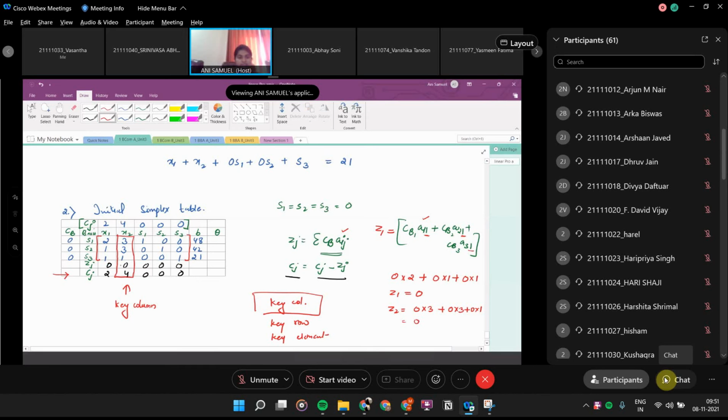Now, in order to find key row, this ratio, this theta that I have marked, I have to calculate the ratio. How do we calculate the ratio? Using your key column. Let me see how. So you will be dividing your B by your elements from the key column. So 48 by 3, 42 by 3, and 21 by 1. Understood? So 48 by 3 is 16, 42 by 3 is 14, and this is 21. Ratio clear? How we are getting the ratio?